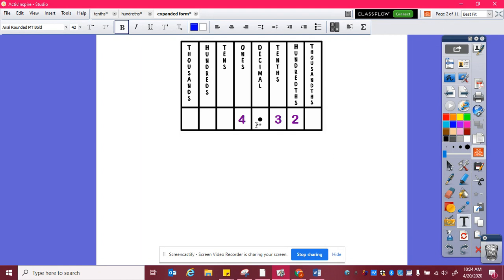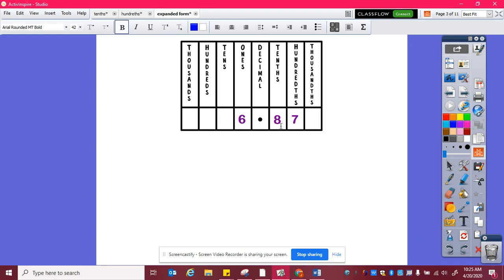So here I have 4 and 32 hundredths. To write that in expanded form, I need to represent my ones, which is 4, plus my tenths, which is 3/10, plus my hundredths, which is 2 hundredths. So 4 and 32 hundredths in expanded form is 4 plus 3/10 plus 2 hundredths.